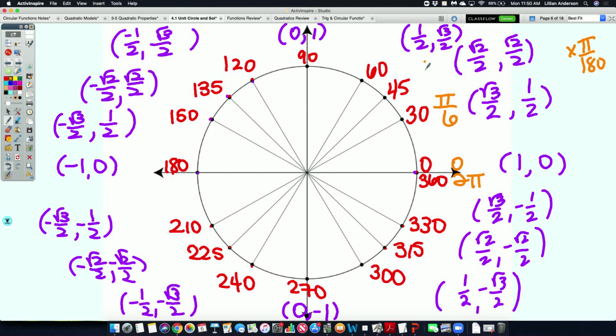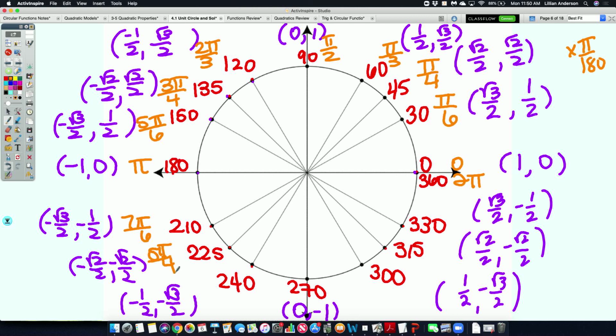Keep going. Pi over 4. Pi over 3. Pi over 2. 2 pi over 3. 3 pi over 4. 5 pi over 6. Y'all get a little quiet. Pi. 7 pi over 6. 5 pi over 4. 4 pi over 3. 3 pi over 2. 5 pi over 3. 7 pi over 4. 11 pi over 6.